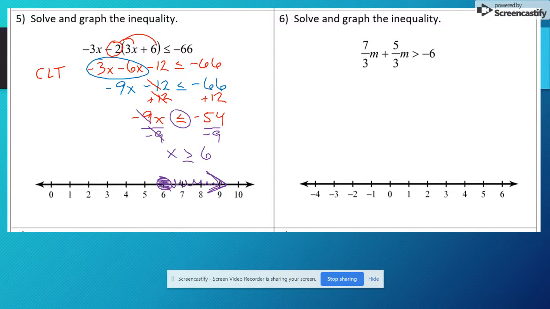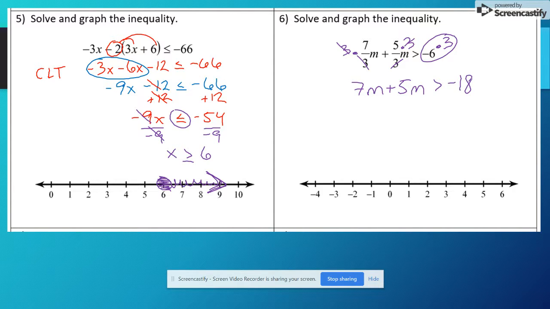Number 6, there's a fraction. We all love fractions, but we want to get rid of them as well. So I'm going to multiply everything by 3. The fractions just get canceled out, so I'm just left with what was in the numerator. On the other side, 3 times negative 6 is negative 18.